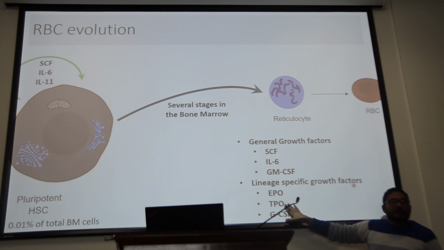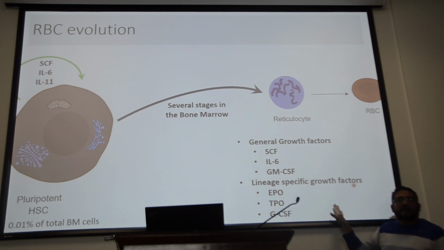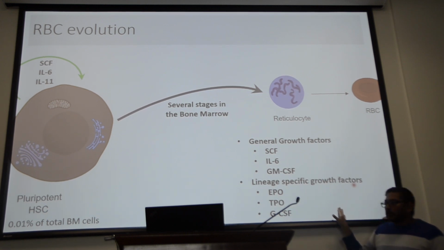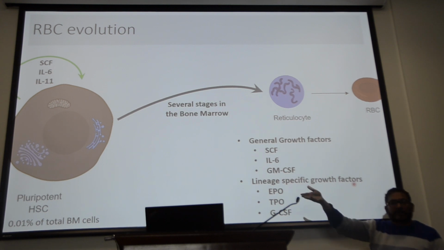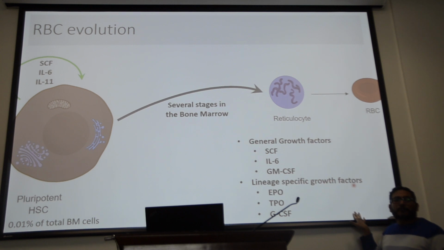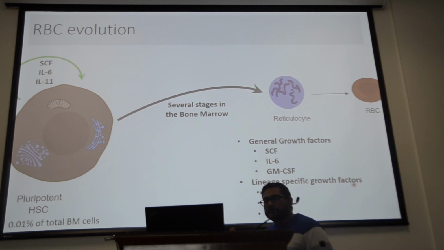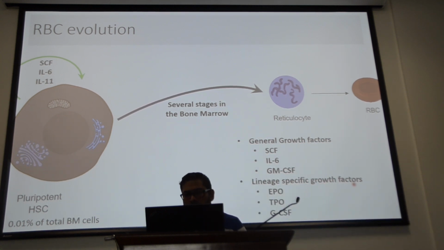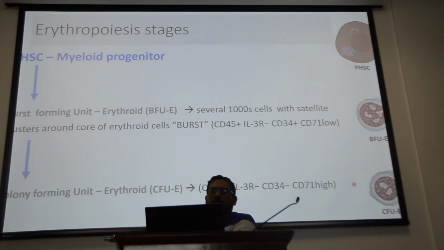Thrombopoietin is a lineage specific growth factor that will give rise to platelets, okay, or megakaryocytes that will then give rise to platelets. And granulocyte colony stimulating factor is going to push towards neutrophil development. Okay, do you get that? Now let's move to the erythropoiesis and its stages.